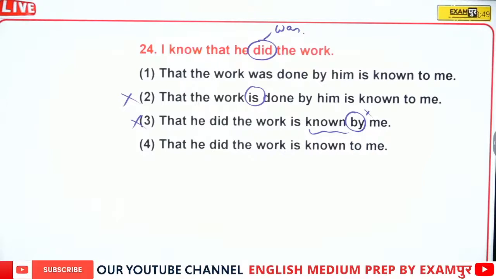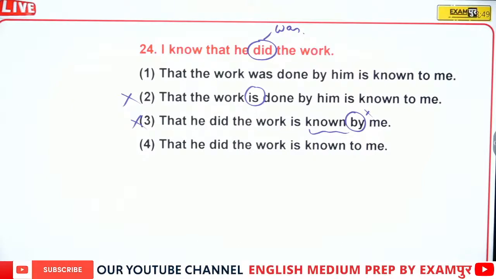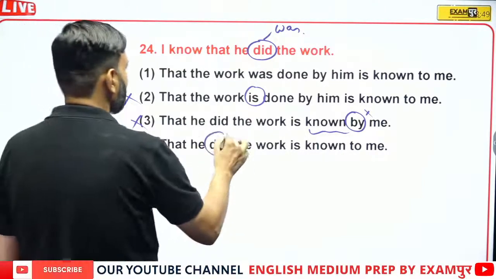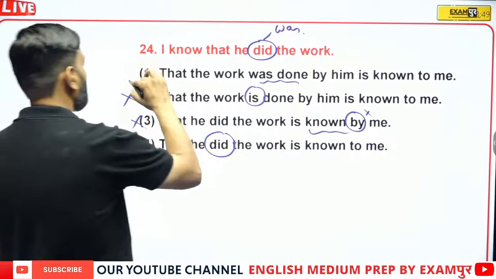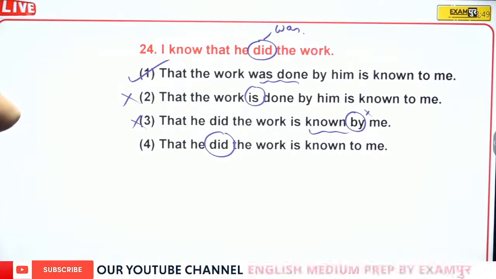Okay. Now, third. That he did the work is known to me. That the work was done. So in passive, did cannot be used. Was done has to be used. So option number 1 is the right answer.